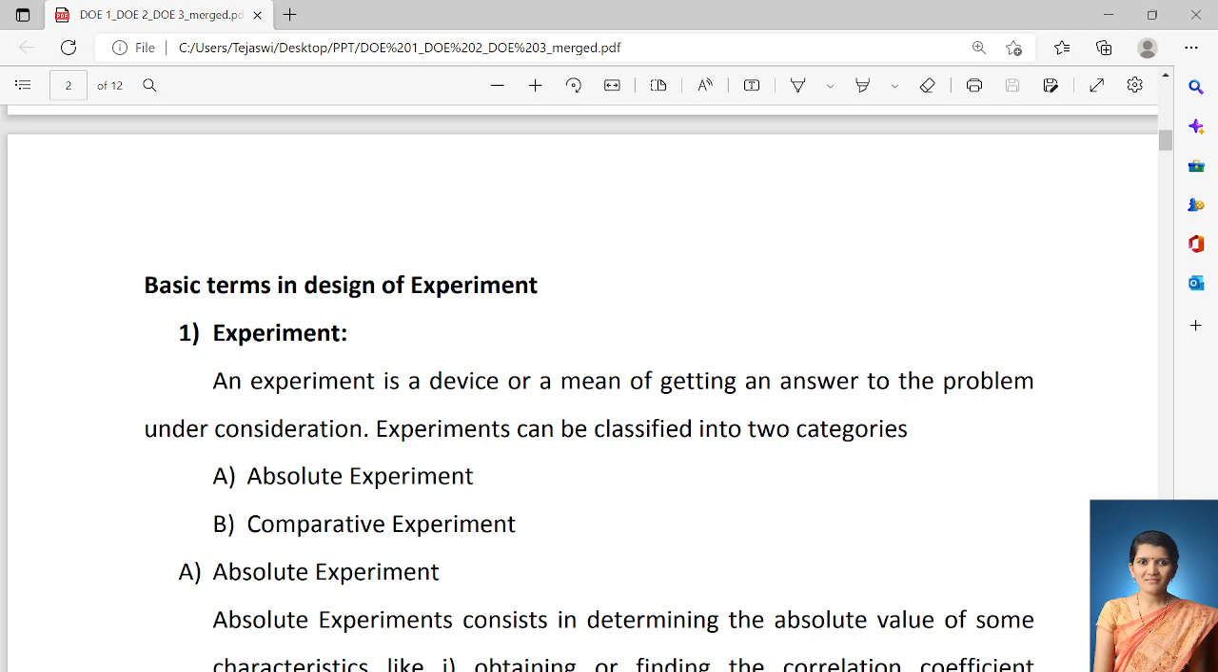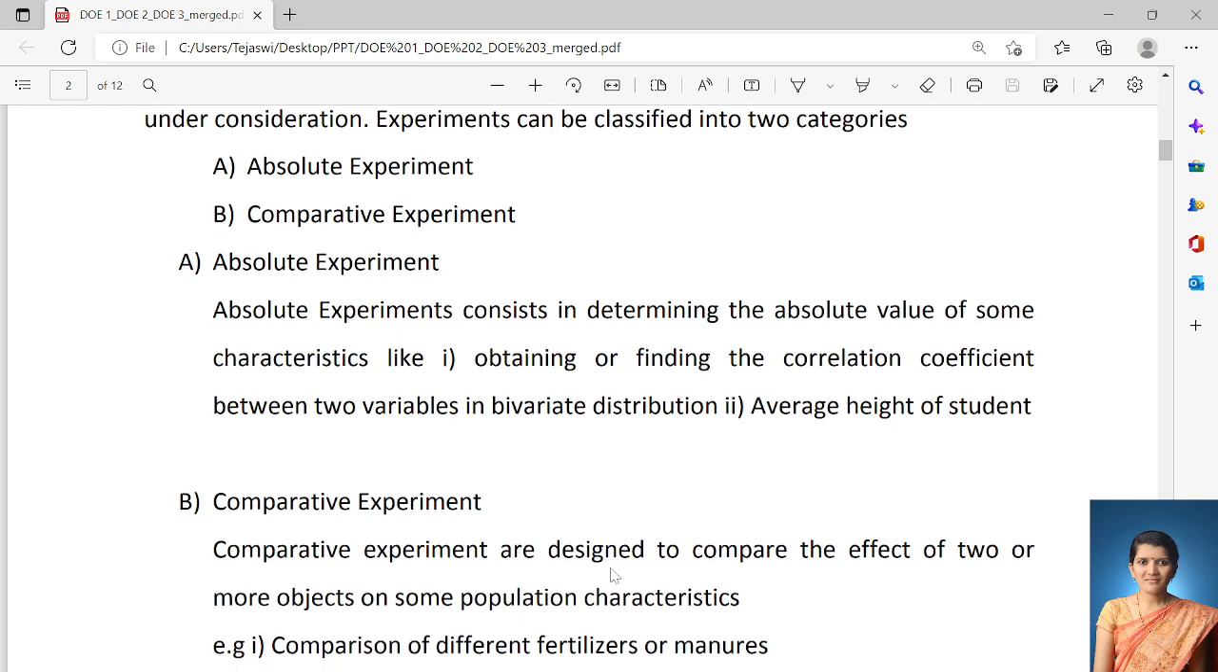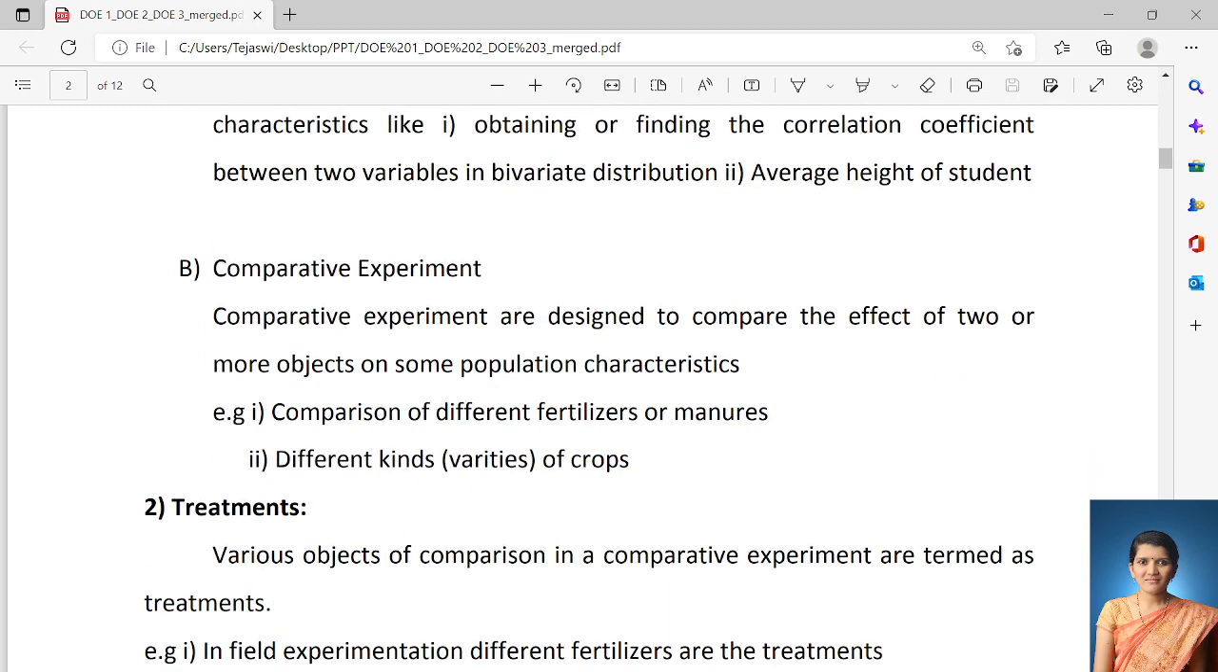So we see the definition. Absolute experiment means determining the absolute value of some characteristics, like finding the correlation coefficient between the two variables in bivariate distributions or average height of the students. These examples are in the absolute experiment. The next is comparative experiment. Comparative experiments are designed to compare the effect of two objects or two types or two groups.